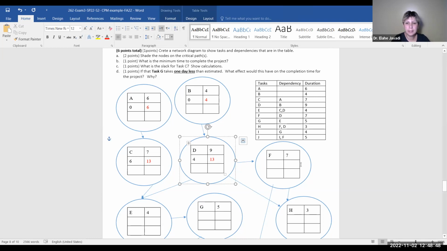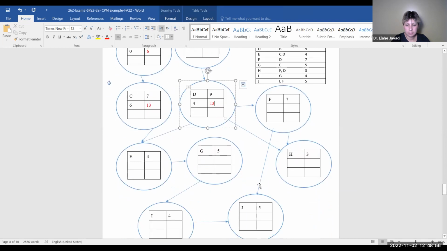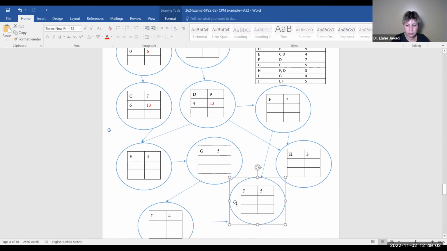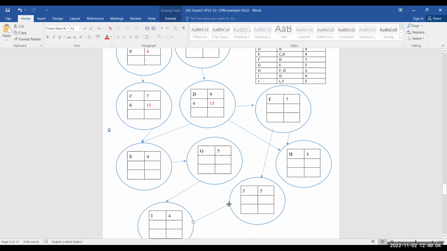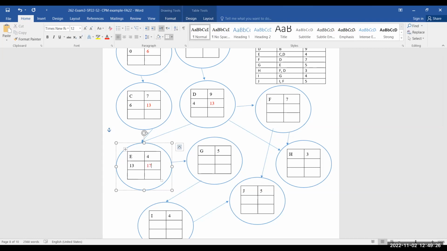We're going to go to E, and I see Dan's name. Just tell me early start for E. E, 13. What is that? 13. Yes, depends on C and D. Both of them end on 13. So this one can start on 13. What's the early finish? 17. Perfect. Thank you.